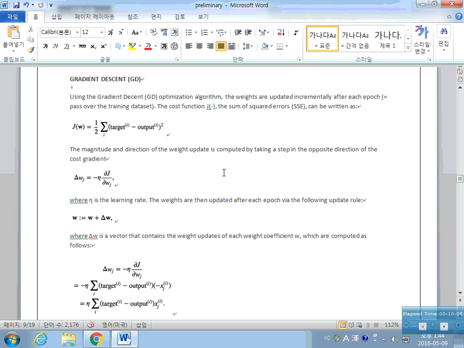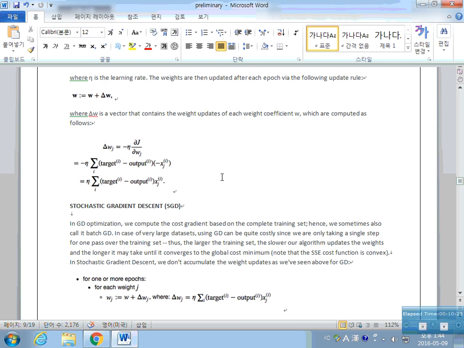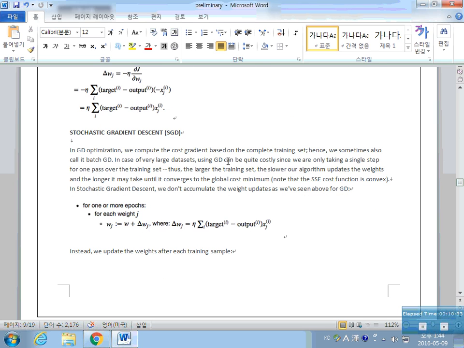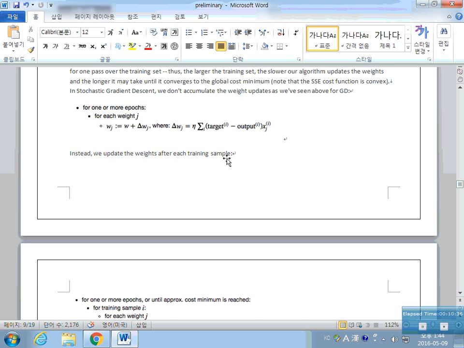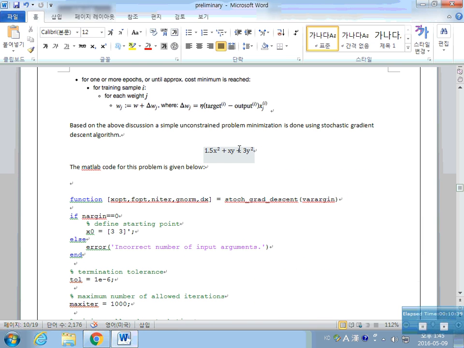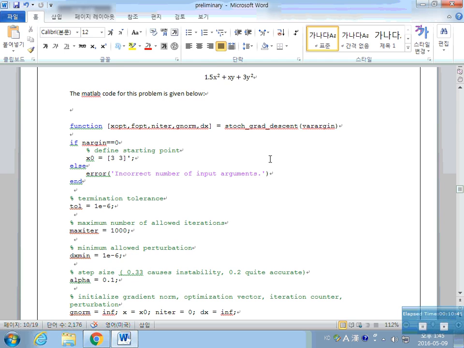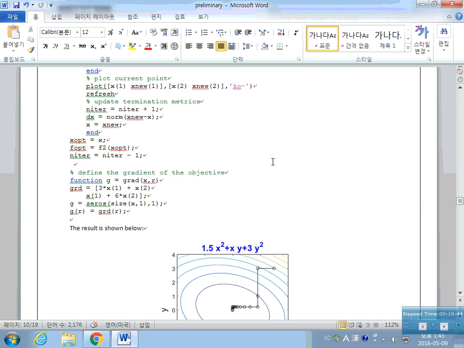In gradient descent, we iterate through all of our samples and then we update our weights. And what is stochastic? Stochastic is computationally a little bit less expensive than the gradient descent method. In stochastic gradient descent, we go through some samples and then update the weights. We don't have to go through all the samples and then update the weights. I have implemented the stochastic gradient descent method on a very simple equation like this one, which I also discussed in the midterm proposal, and I got this solution.